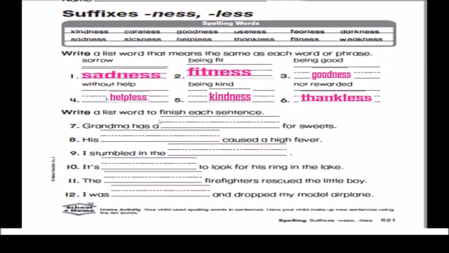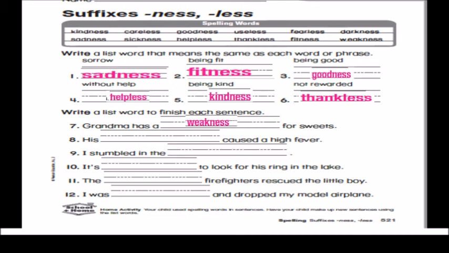Write a list word to finish each sentence. Number 7, Grandma has a blank for sweets. So she has a what for sweets? She has what?